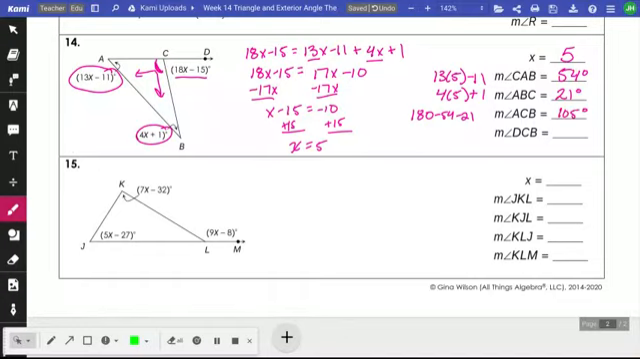Okay. DCB, I can plug in 5. Or I can just subtract ACB from 180 because this is a linear pair. So that's kind of your options there. Either way, you will get the right answer. And DCB will be 75 degrees.